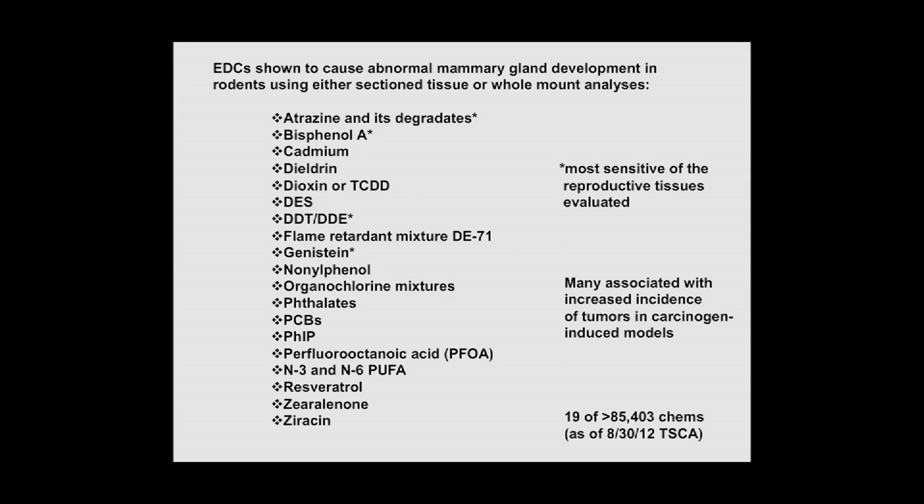In those studies, the ones that have the asterisks, the mammary gland has actually been shown to be the most sensitive tissue in those studies. So for example, genistein, in a multi-generational study that took place with the ATSDR and the NTP, we found that genistein was actually causing mammary gland changes in male rats at the lowest level of any of the tissue responses that they detected. So it was a sensitive outcome.